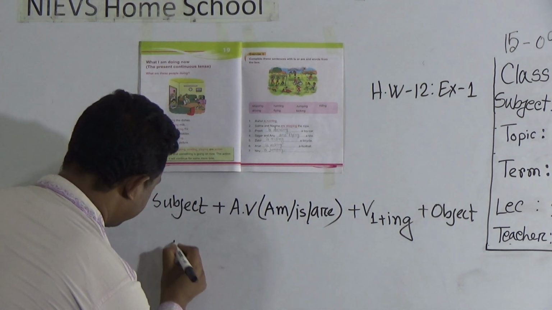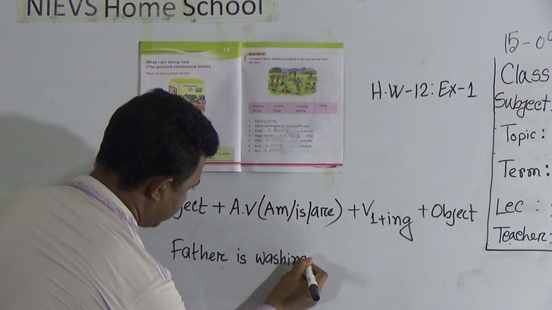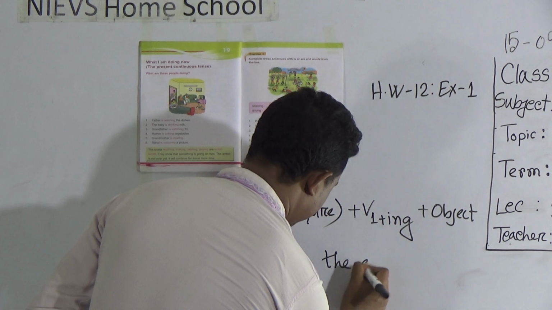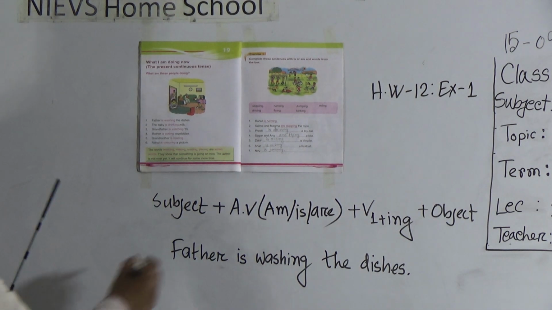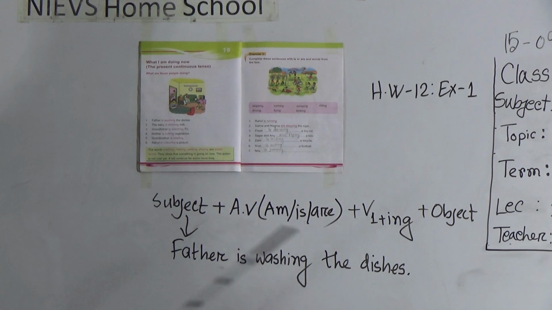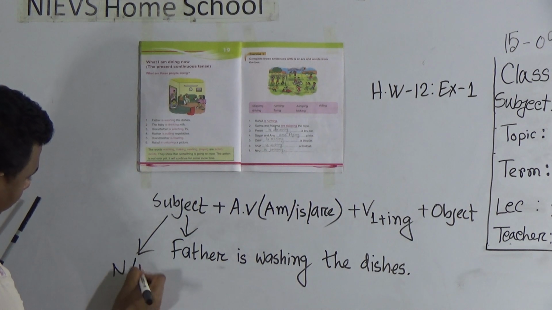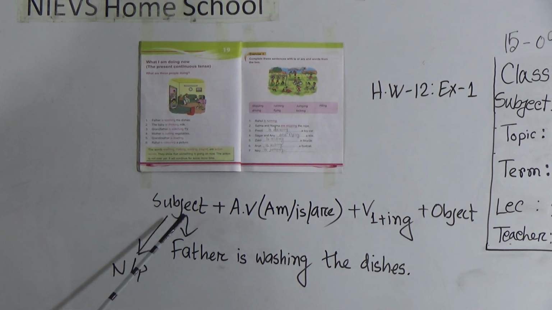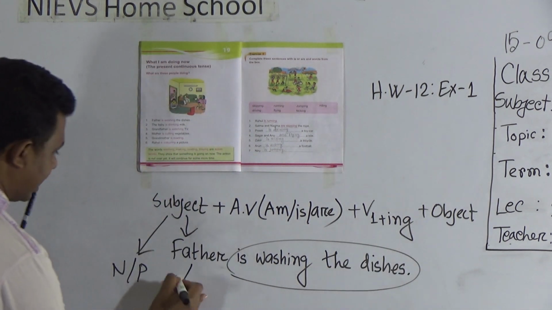Father is washing the dishes. Students, in this sentence, first of all, I will show what is subject. The person by whom the whole work is done is called the subject. The subject must be either noun or pronoun. So father is the subject of this sentence. Father is washing the dishes. So who is doing the work of washing the dishes? Father. So father is the subject.